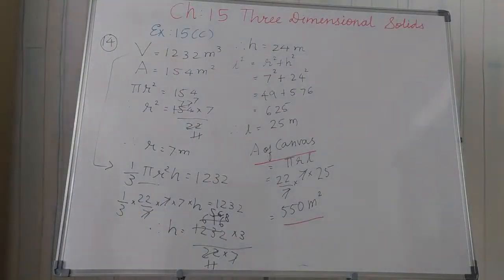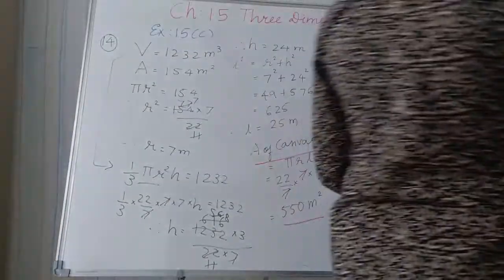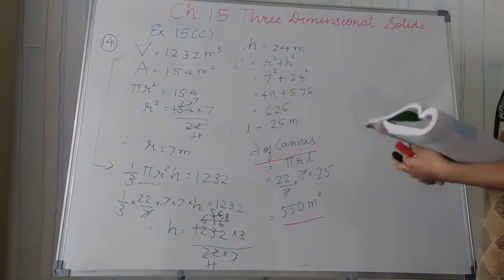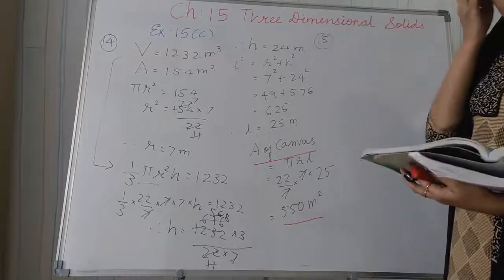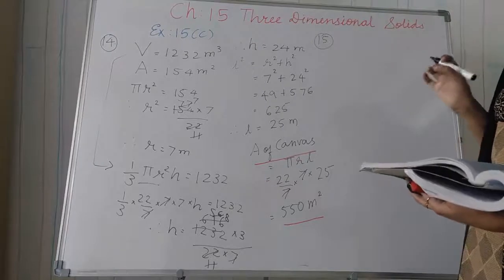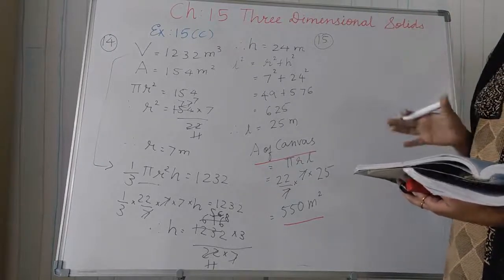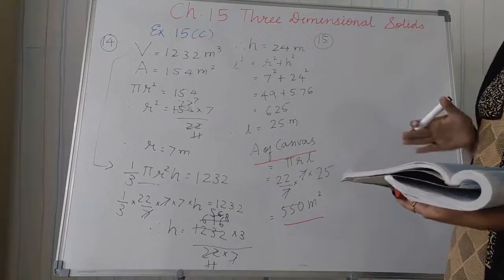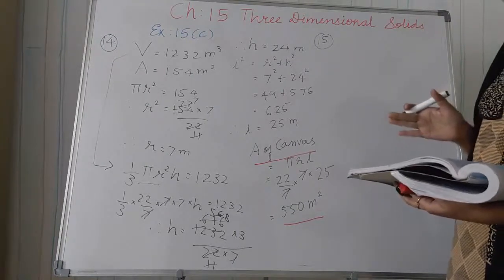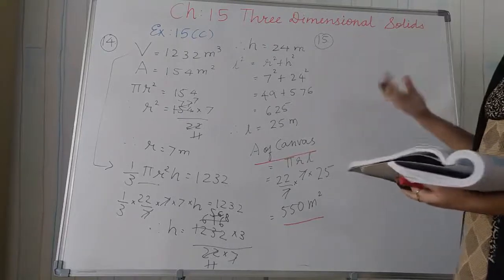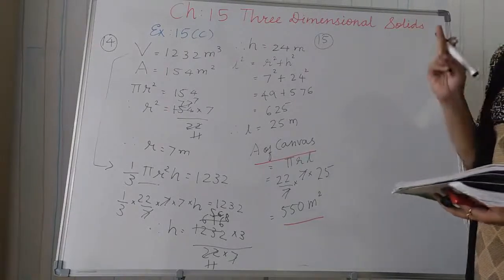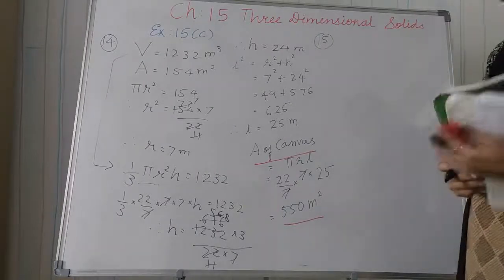Now, taking the next question, question number 15. In this question 15, a conical tent is to accommodate 11 persons. Each person must have 4 meter square of space on the ground and 20 meter cube of air to breathe. Find the height of the cone. So, here first of all, on the ground the area is 4 meter square for each person. So, how much for 11 persons?